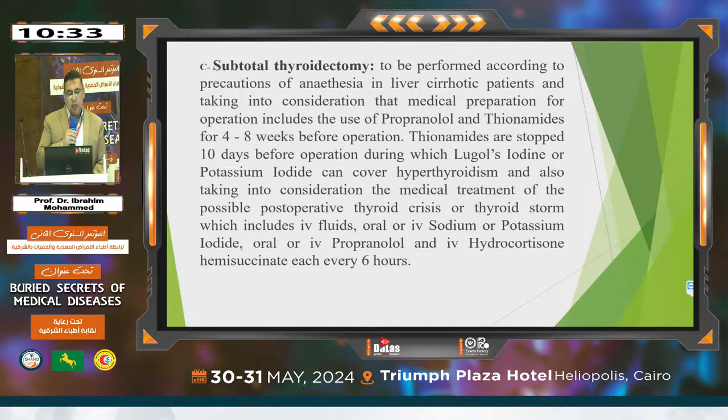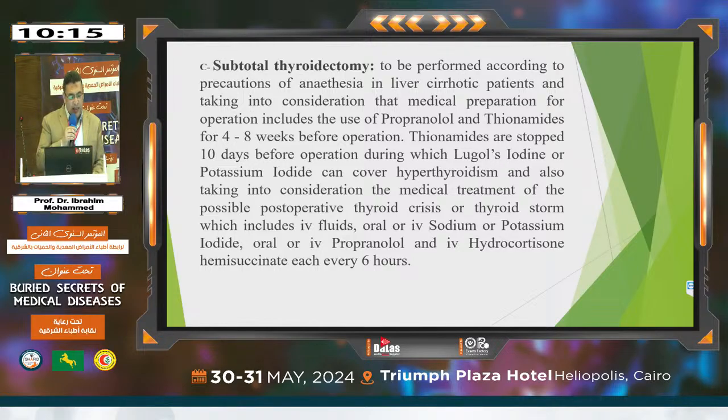Subtotal thyroidectomy is to be performed according to precautions of anesthesia in liver cirrhotic patients, taking into consideration that the medical preparation for operation includes the use of propranolol and thionamides for 4 to 8 weeks before operation.